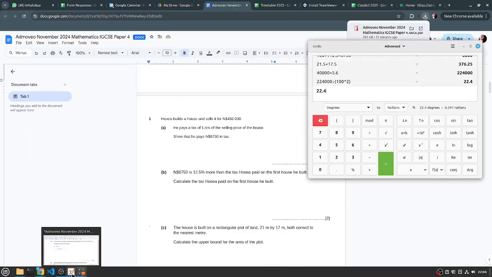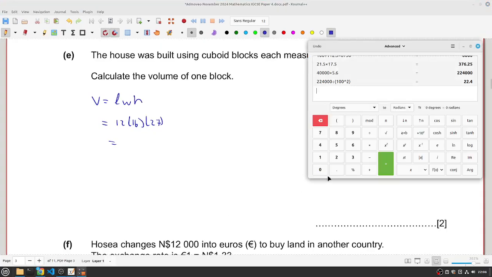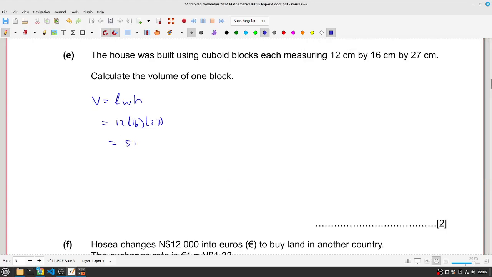Okay. Whoa. 12 times 16 times 27 gives us 5,184. And what is the units? Centimeters cubed, right? It's volume. So 5,184 cubic centimeters. That's the volume of one block.